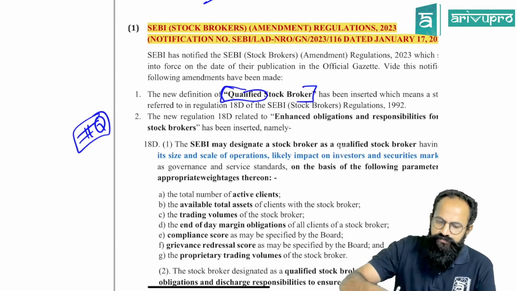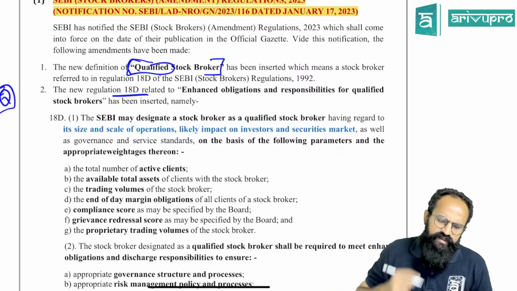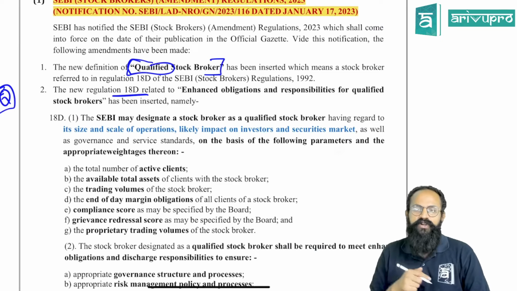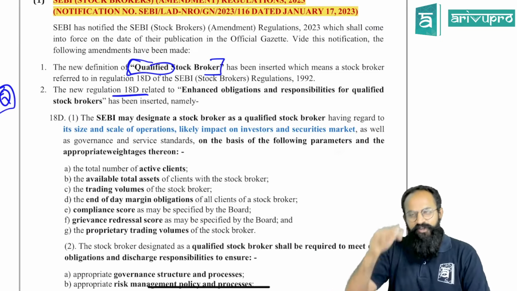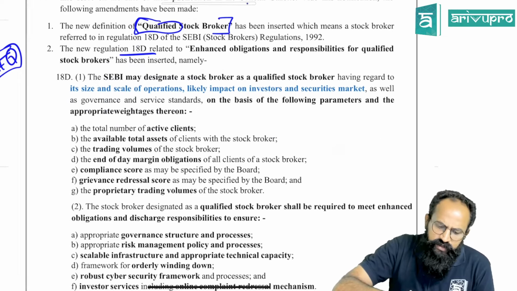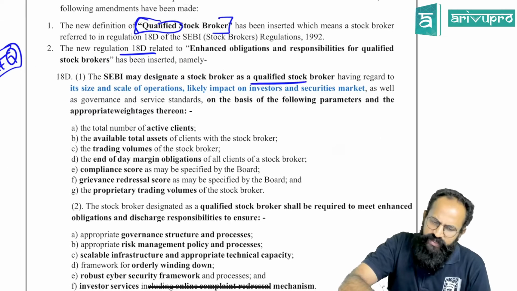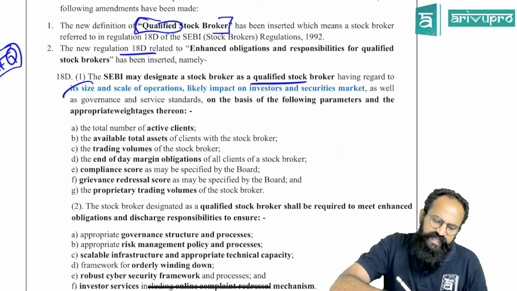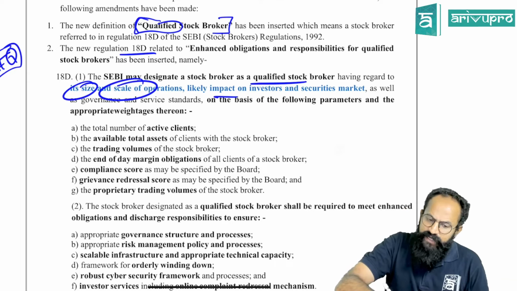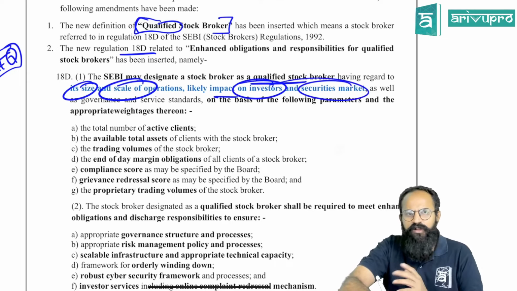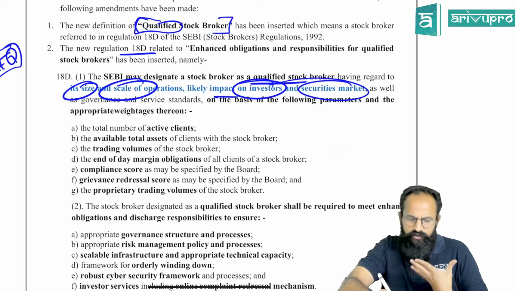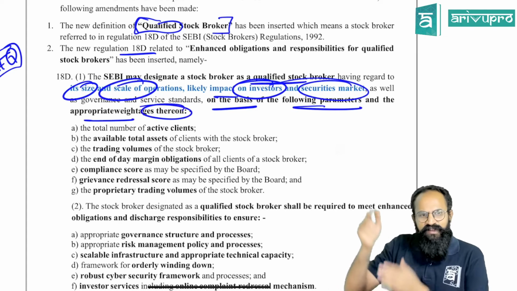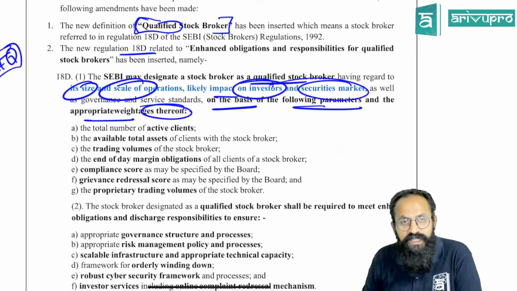Now see what this is. The new regulation 18D, enhanced obligations and responsibilities for qualified stockbrokers, has been inserted. See, enhanced obligations and responsibilities, meaning it has gone up. SEBI may designate a stockbroker as a qualified stockbroker having regard to size, scale of operations, impact on investors and the securities market. Based on all this, I can classify. But generally, how do I do this? On the basis of the following parameters and appropriate weightages thereon. Meaning, sir, I'll consider all of this to consider a person as a qualified stockbroker.